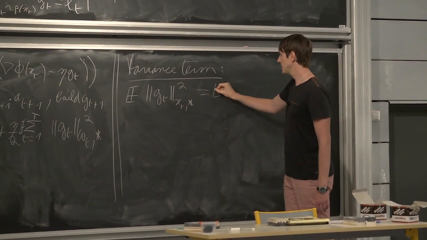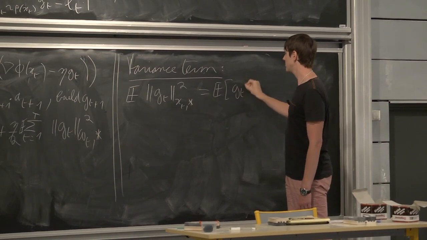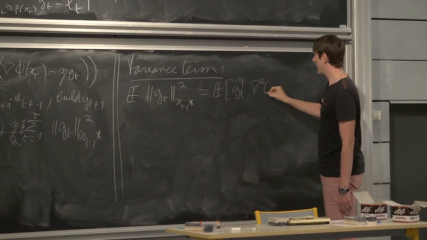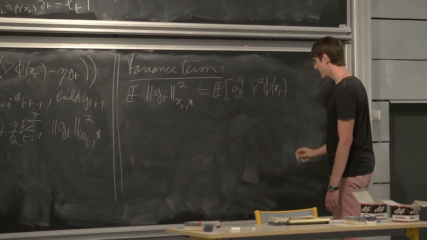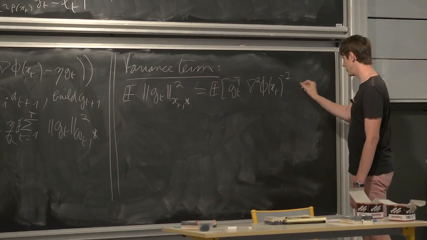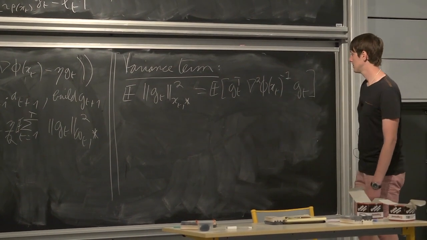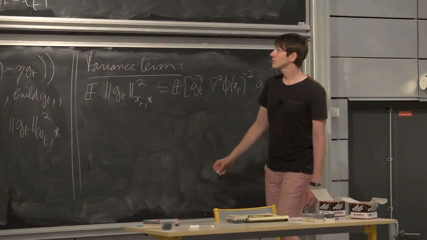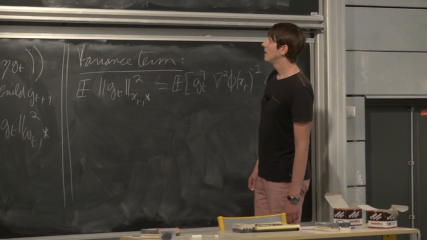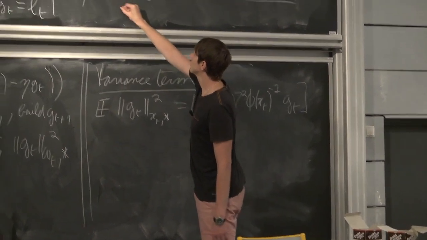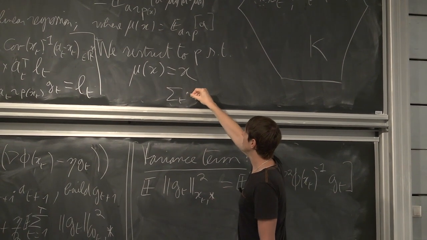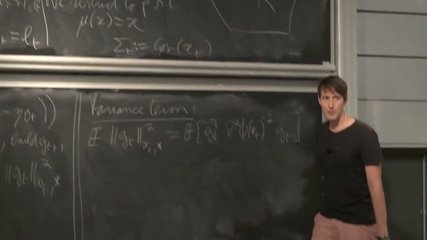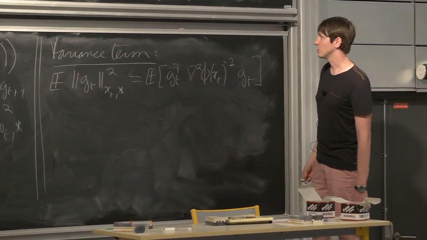So this is the expectation, by definition, of g_t transpose Hessian phi at x_t inverse, because it's a dual g_t. And maybe let me introduce just a notation, sigma t. I will just say that this is a covariance at x_t. Sigma t is the covariance at x_t, just to have a simplified notation.